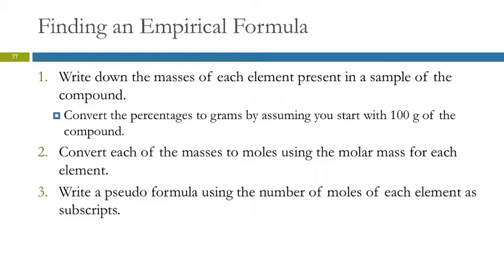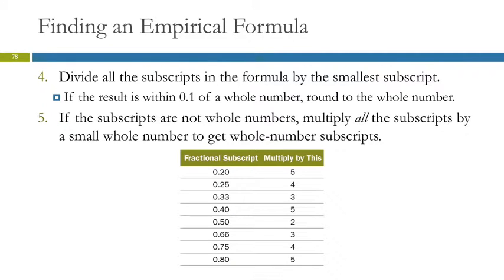Just change the percent to gram. Take each of those masses and convert it to moles of that element by using the molar masses for each element. And then what your book says is write a pseudo formula using the number of moles of each element as subscripts. I don't like to do that, but that's what your book says. Divide all the subscripts in the formula by the smallest subscript. If the result is within 0.1 of a whole number, you can just round it to the whole number and be done. Sometimes the subscripts are not whole numbers.